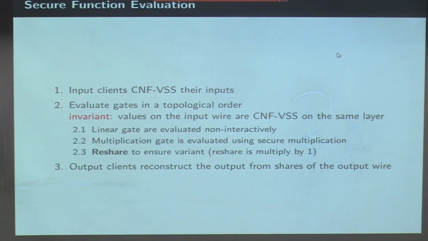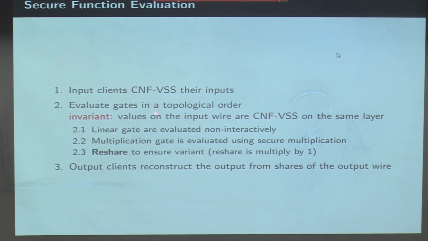Yeah. So once we have these, it's easy to do the secure function evaluation. First of all, the input clients verifiably secret share their input, and then we go through the circuit computing this function and evaluate the gates in an order. Linear gates, once we have the verifiable secret sharing of the wires, are easy to compute. This can be done non-interactively. Multiplication gates, we have the multiplication protocol that we just saw.